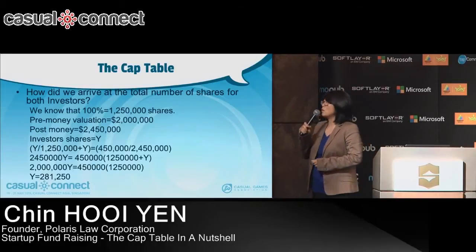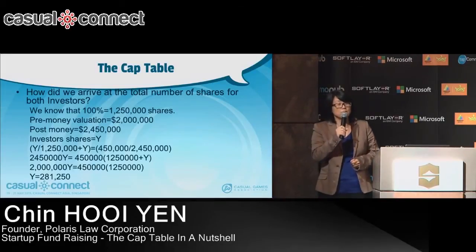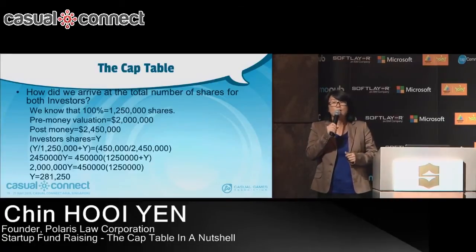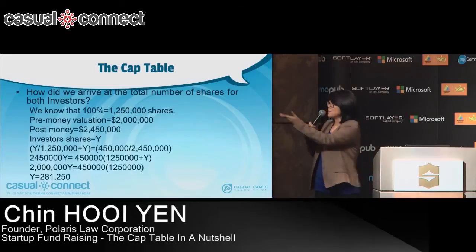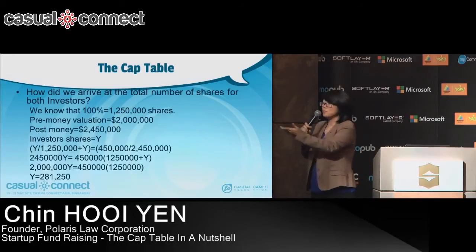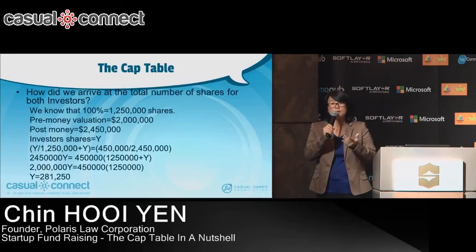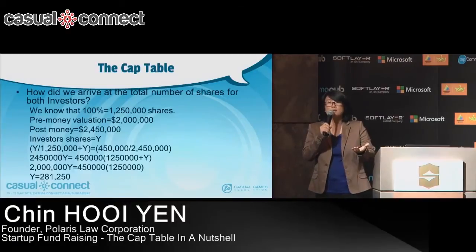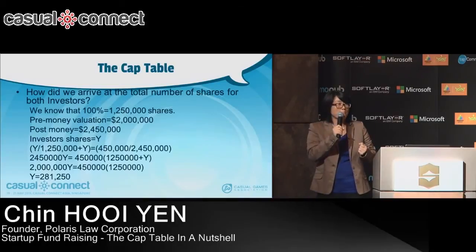All right? So how do we arrive at the number for each investor? You look at the ratio of how much they've invested. 200,000 divided by 450,000 times 281,250 shares will give you the number of shares to give to the investor who's invested $200,000, essentially. Okay? I'm going to pause here and ask if there's any questions in case I have missed something. Okay? All right. Thank you.